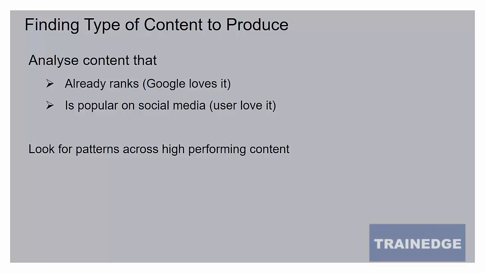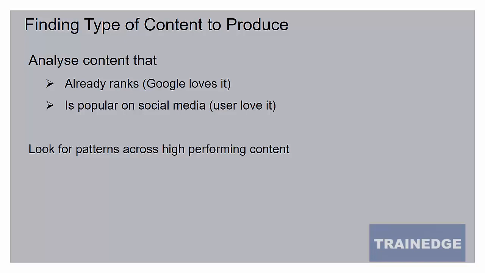Look for patterns across high performing content. On the first page of Google search, you'll find 10 pages. What is common across those 10 pages? Maybe the structure of the pages is common. Look at the top 3 or 5 pages. Especially look at pages which are ranking high and ranking above pages from high domain authority sites. Because those pages have something going for them.